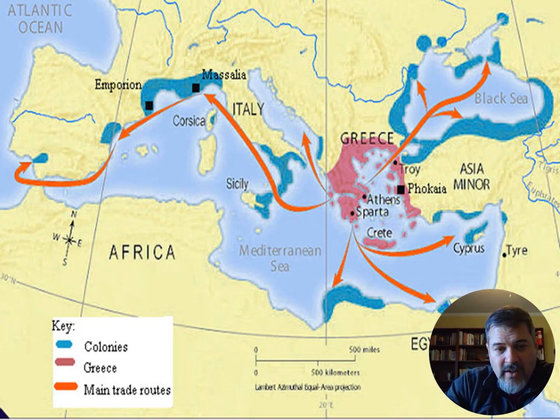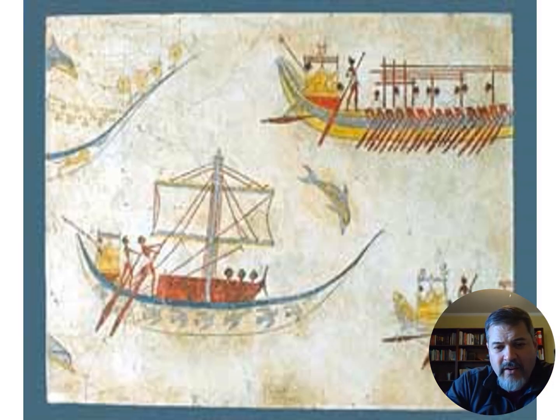So here's a trade map that you see all coming out of Greece, and Greece is such a small area and became fabulously wealthy through trade. A lot of their entire culture was based off the ocean.